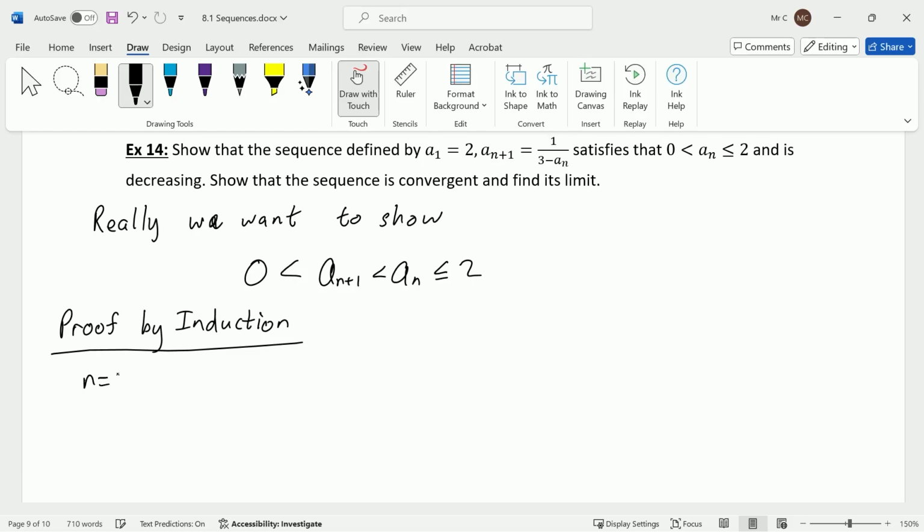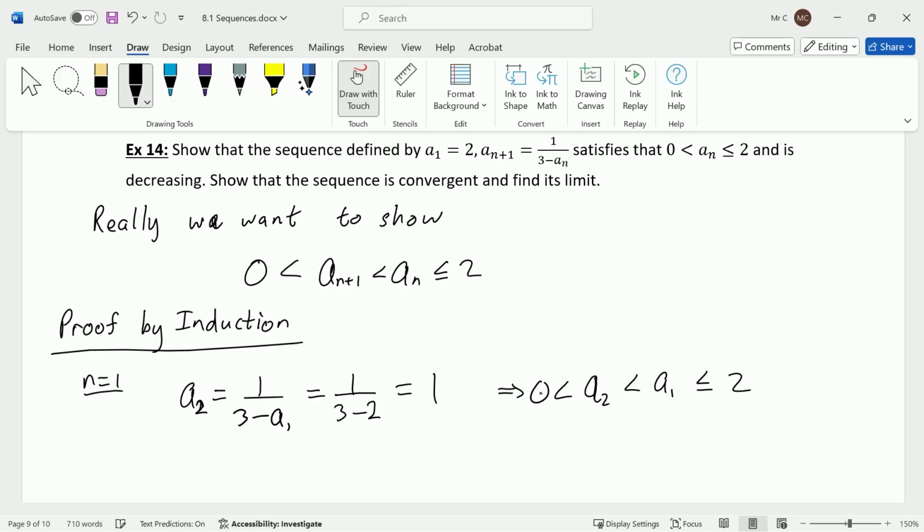So first we'll look at n equals 1. So when n equals 1, we've got a1 is 2, and a sub 2 is 1 over 3 minus a1, which is 1 over 3 minus 2. That's 1 over 1, which is 1. And so what did that show? Well, a sub 2 is in fact less than a1, which is less than or equal to 2 and greater than 0. So we just showed that when n equals 1, this is true.